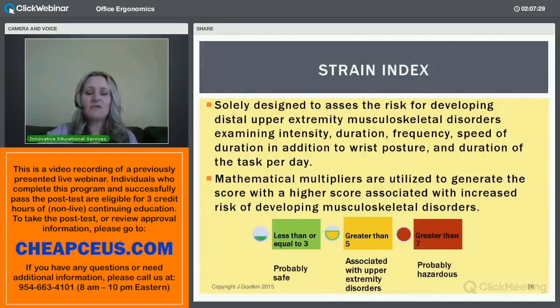The strain index requires a little bit more of a mathematical calculation, so you would need to determine if that's beneficial to select this tool versus one of the others. Again, it'll be a little more specific to the hand.